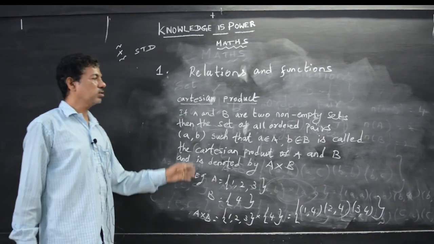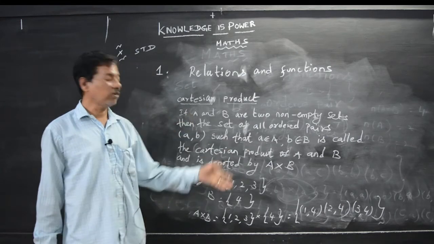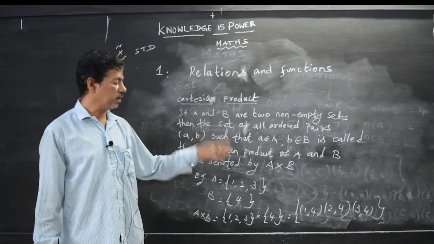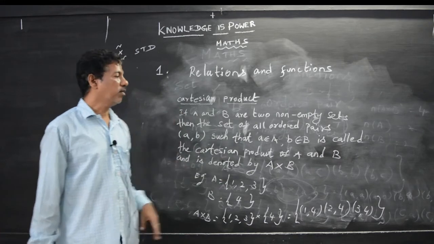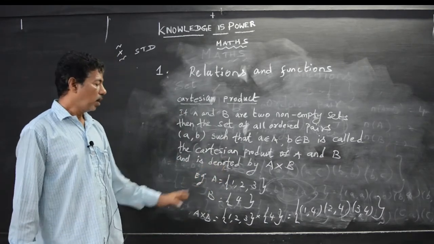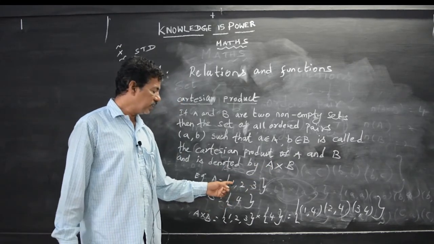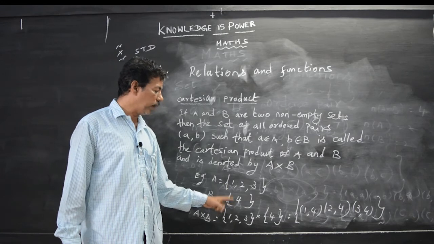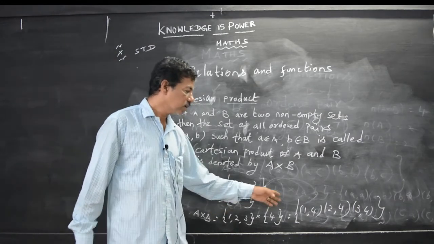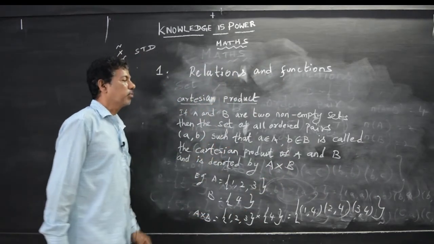So any doubt based on this? We can give whatever A set and B set or D set you like, that is your wish. But do it properly, showing how we are getting the answers. 3 into 1. Suppose here there are 3 elements and here there are 2 elements, 3 twos are 6, so 6 pairs will come in that Cartesian product.